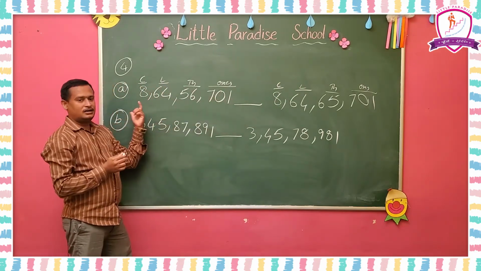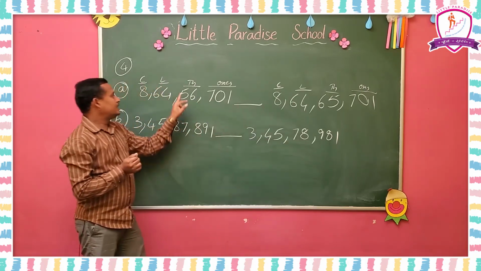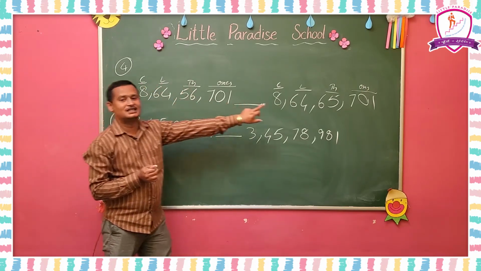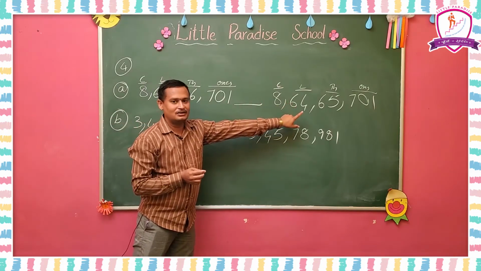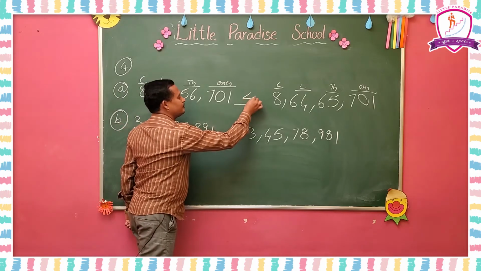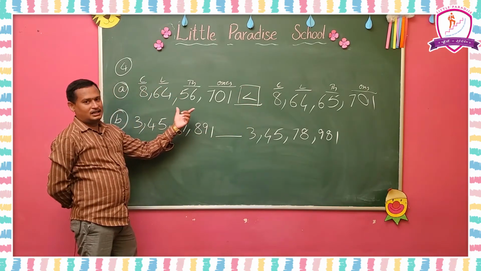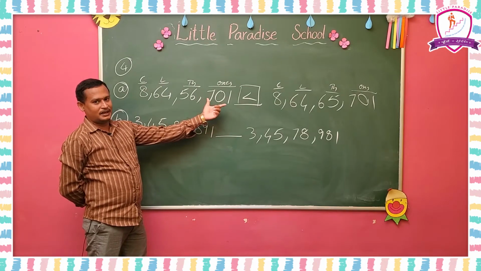Here compare the crores period. Crores are 8 crores and 8 crores here. 64 lakhs and 64 lakhs here. Next thousands, 56,000 and 65,000. 65,000 is greater and 56,000 is smaller. So we have to put the less than symbol. Understood? Like this we have to. Remaining places no need to compare.